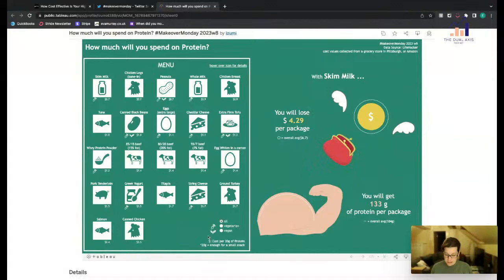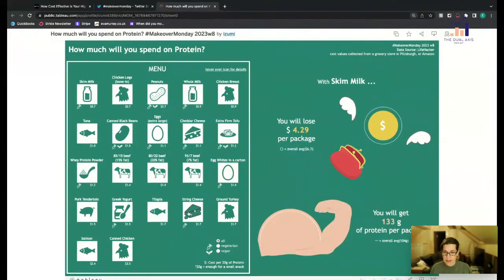It's very small font. I'm going to zoom in because I can't read it. Menu. Okay, so there's a few options. There's skim milk, there's whole milk. They have the same icon. The eggs have the same icon. The cows all have the same icon. So I have to do a lot of reading the details to understand what the different options are.